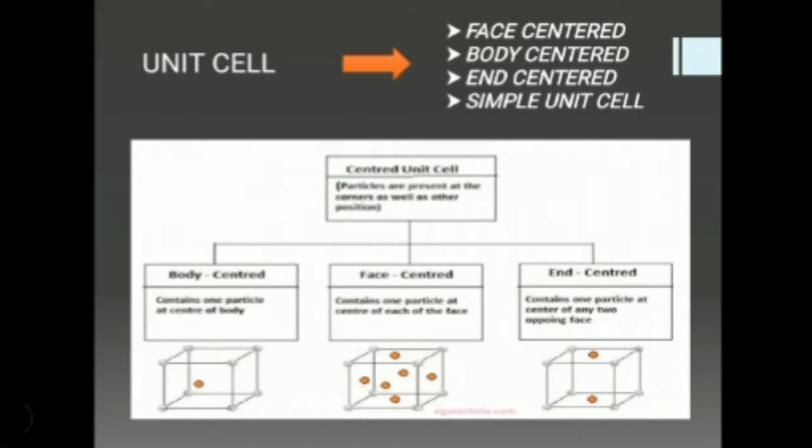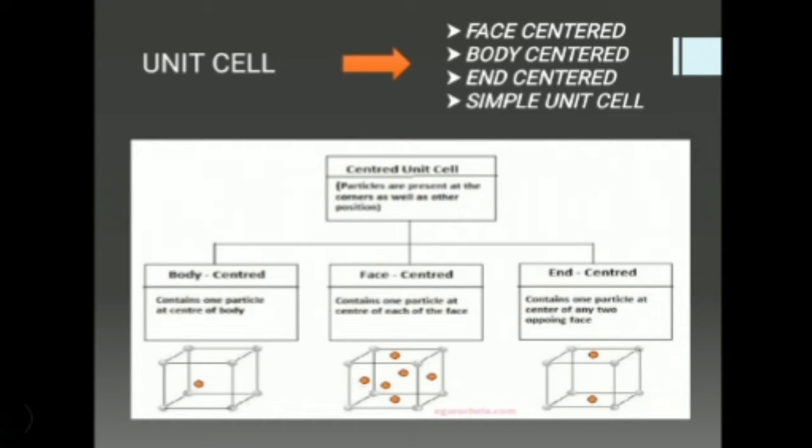So you can imagine a straight line, for example with point A and point B at the 2 ends. You can imagine these 2 ends as 2 particles, or as 2 atoms. So this, which is placed exactly at the 2 faces, directly opposite, henceforth is called end centered. Now what is simple unit cell?